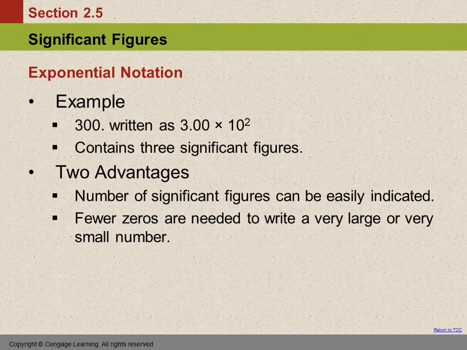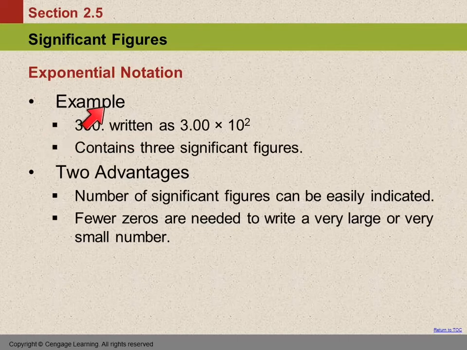So we have learned about exponential notation or scientific notation. And one of the great things about scientific notation is that we don't have to worry about those trailing zeros. So an advantage of scientific notation is that the number of significant figures can be very easily indicated, and we're going to need fewer zeros to write very large or very small numbers. So this number 300 with a decimal point, the decimal point tells us those trailing zeros are significant, but this is still a little bit awkward.